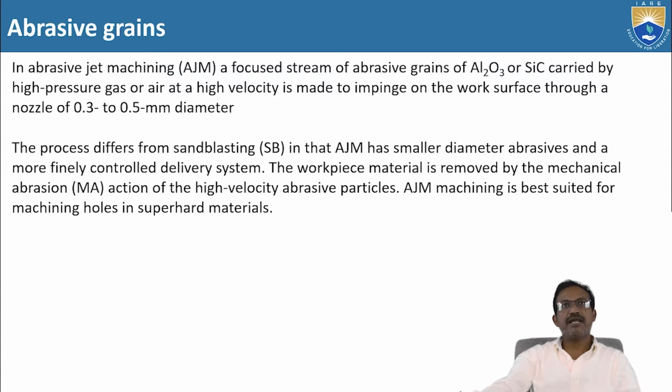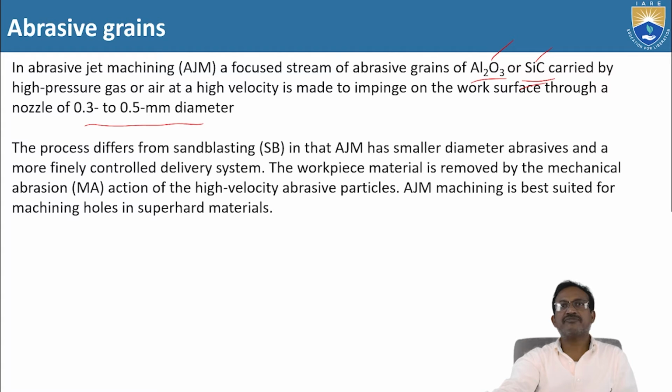Abrasive grades. Abrasive jet machining is called AJM in short. A focused stream of abrasive grains of Al2O3 aluminum oxide or silicon carbide, carried by high pressure gas or air at a high velocity, is made to impinge on the work surface through a nozzle of 0.3 to 0.5 mm diameter. This is very important. So here the nozzle diameter is very small, 0.3 to 0.5 millimeters, and abrasive grains are Al2O3 or silicon carbide.